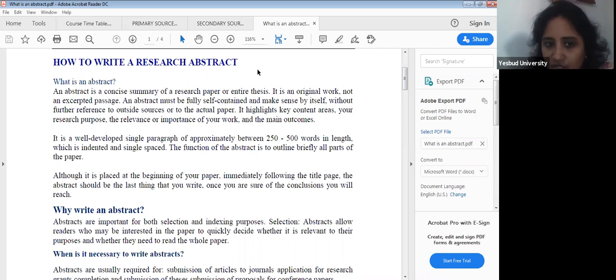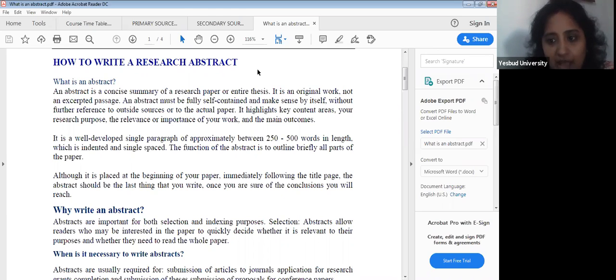It is an original work, not an excerpted passage. That means here you have to write your own original work. You don't need to copy from somewhere else. An abstract must be fully self-contained and make sense by itself without further reference to outside sources or to the actual paper. It highlights key content areas, then your research purpose, then the relevance or importance of your work, and the main outcomes.